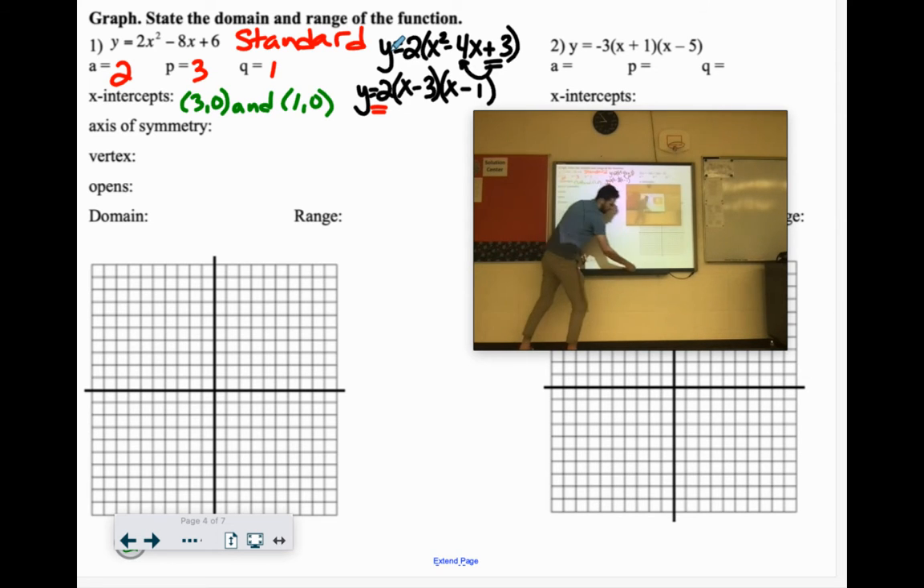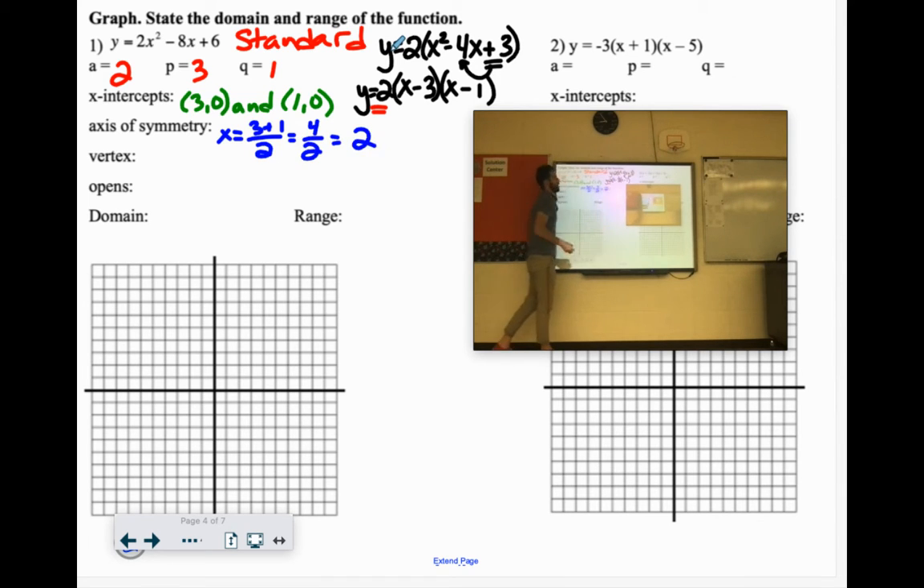So the axis of symmetry we talked about earlier, we have to find the middle of 3 and 1, which you could do in your head, but they're going to get more complicated. So we'll say 3 plus 1 divided by 2. You always divide by 2 because we're finding the middle of it. So 3 plus 1 is 4, divided by 2 is 2. So our axis of symmetry is at x equals 2.